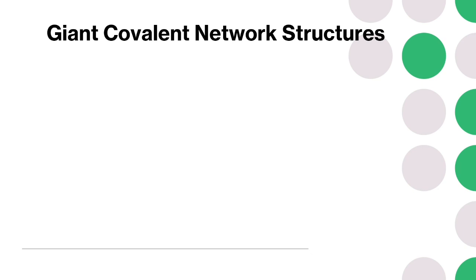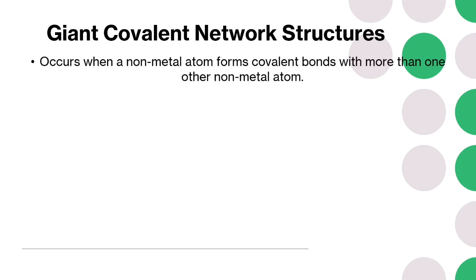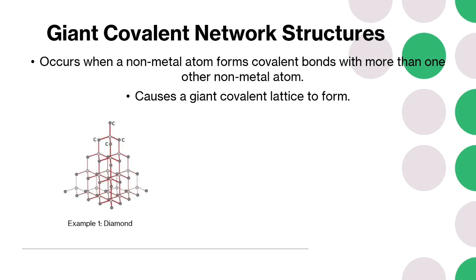Giant covalent network structures. These occur when a nonmetal atom forms covalent bonds with more than one other nonmetal atom. This allows giant covalent lattices to form. Each carbon is bonded to 4 other carbon atoms. Example 1, diamond. 1. Hard. Many strong covalent bonds hold the structure together, making it a very strong crystal.